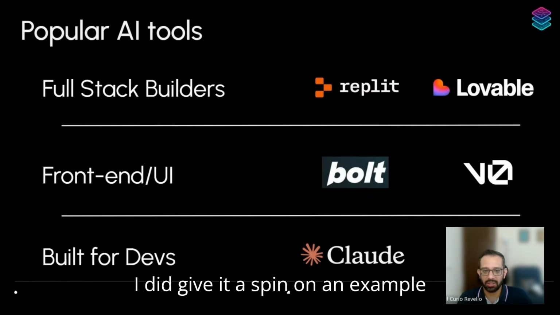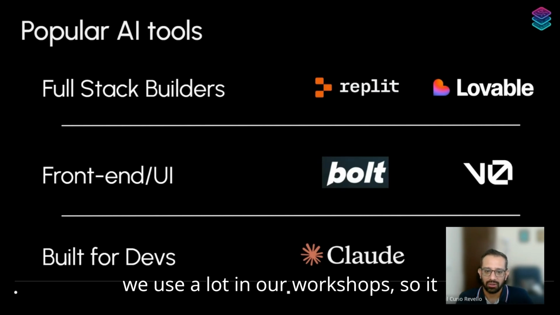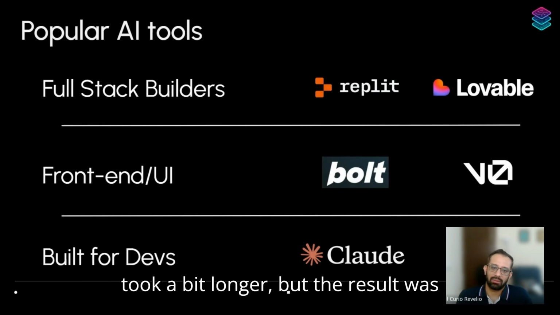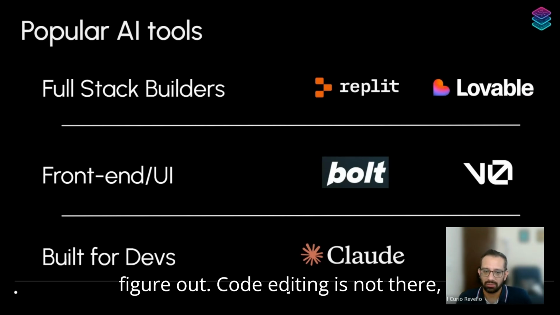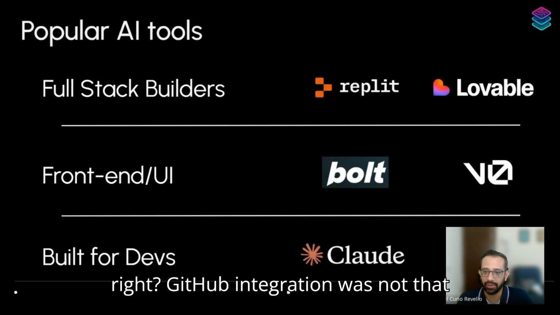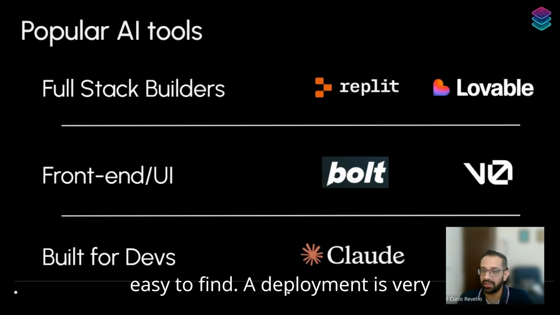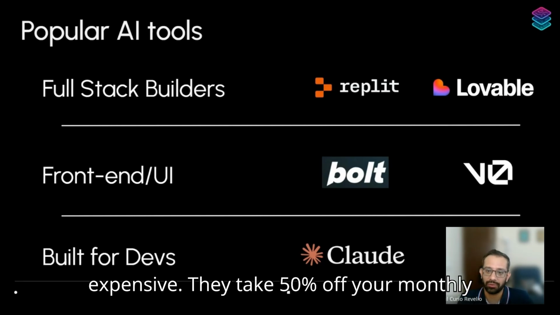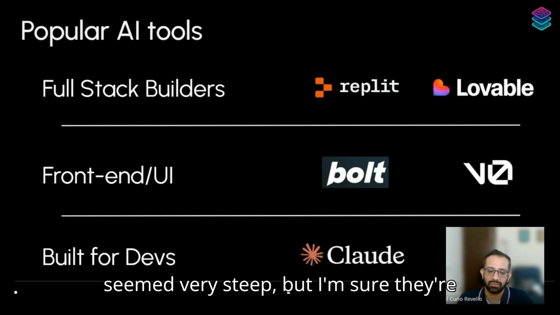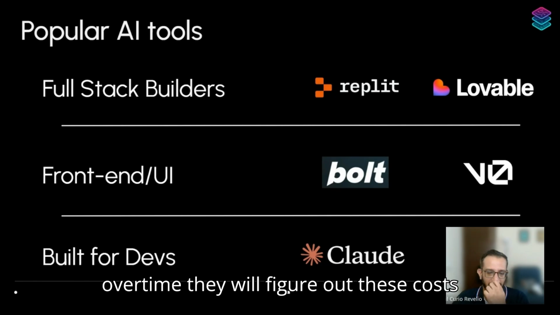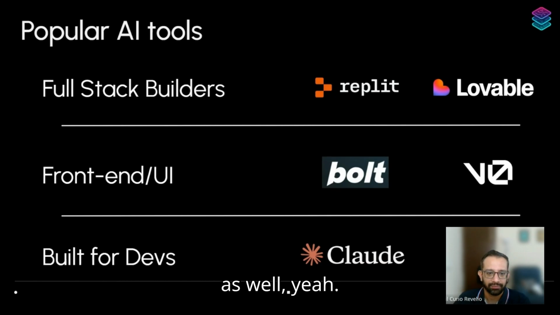I did give it a spin on an example we use a lot in our workshops. It took a bit longer, but the result was quite good, right? They still have to figure out code editing, which is not there. GitHub integration was not that easy to find. Deployment is very expensive. They take 50% of your monthly credits just to deploy something. That seemed very steep, but I'm sure that over time they will figure out these costs as well.